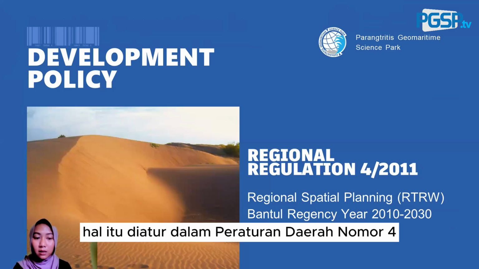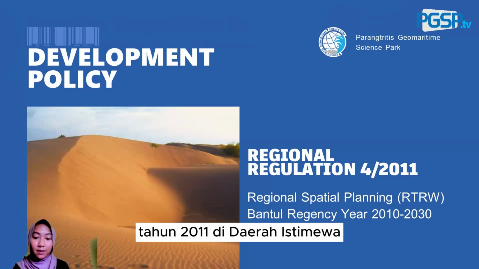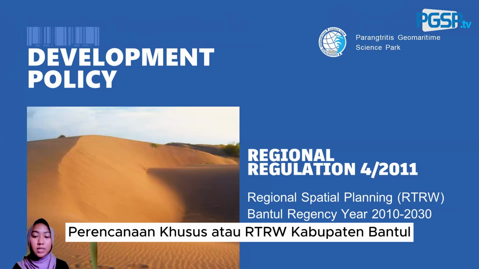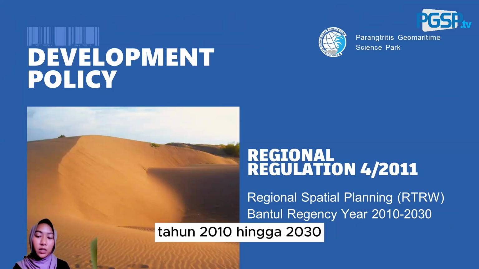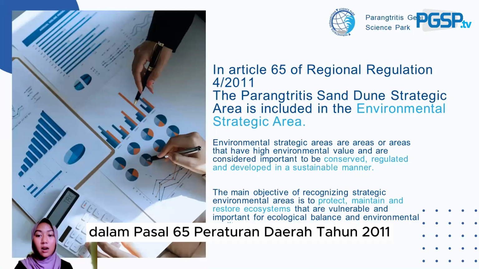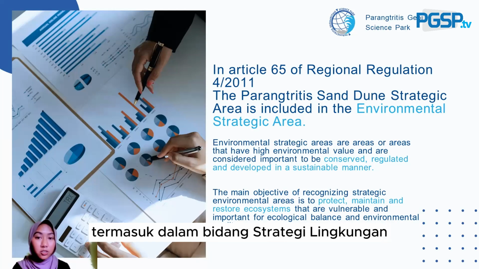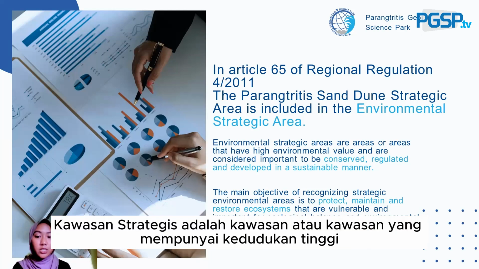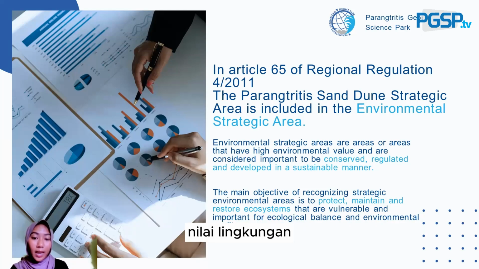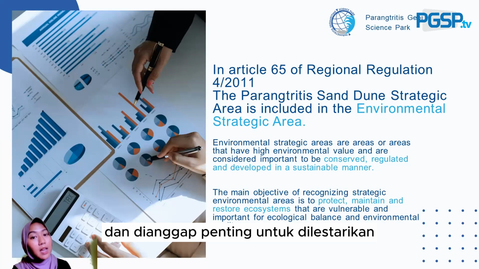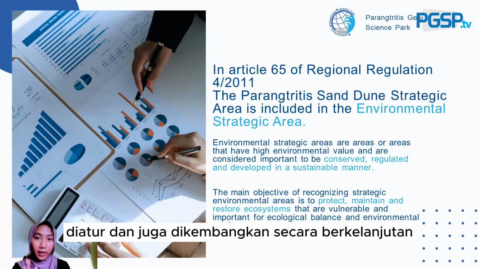Now, the government is already developing a policy to take care of the sand dunes area. It is regulated in Regional Regulation number 4 year 2011 in the Regional Spatial Planning or RTRW Bantul Regency year 2010 to 2023. In Article 65 of Regional Regulation 4 of 2011, the Parangtritis sand dunes strategic area is included in the environmental strategic area. Environmental strategic areas are areas that have high environmental value and are considered important to be conserved, regulated, and also developed in a sustainable manner.